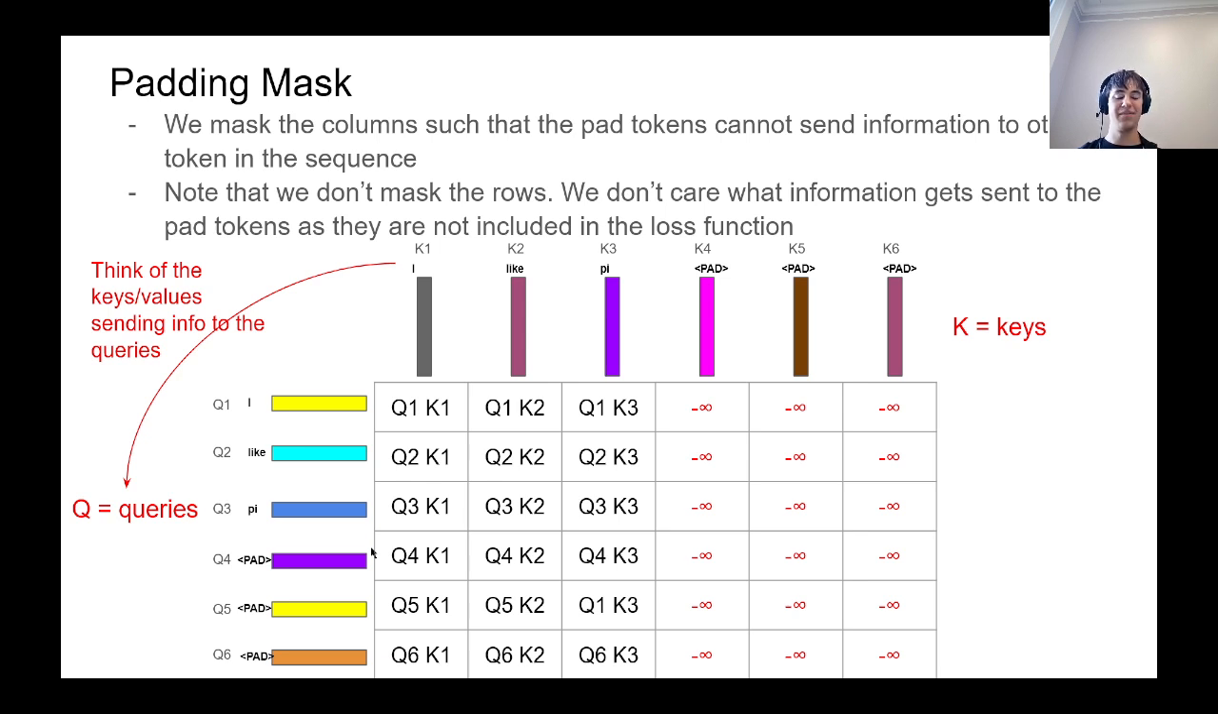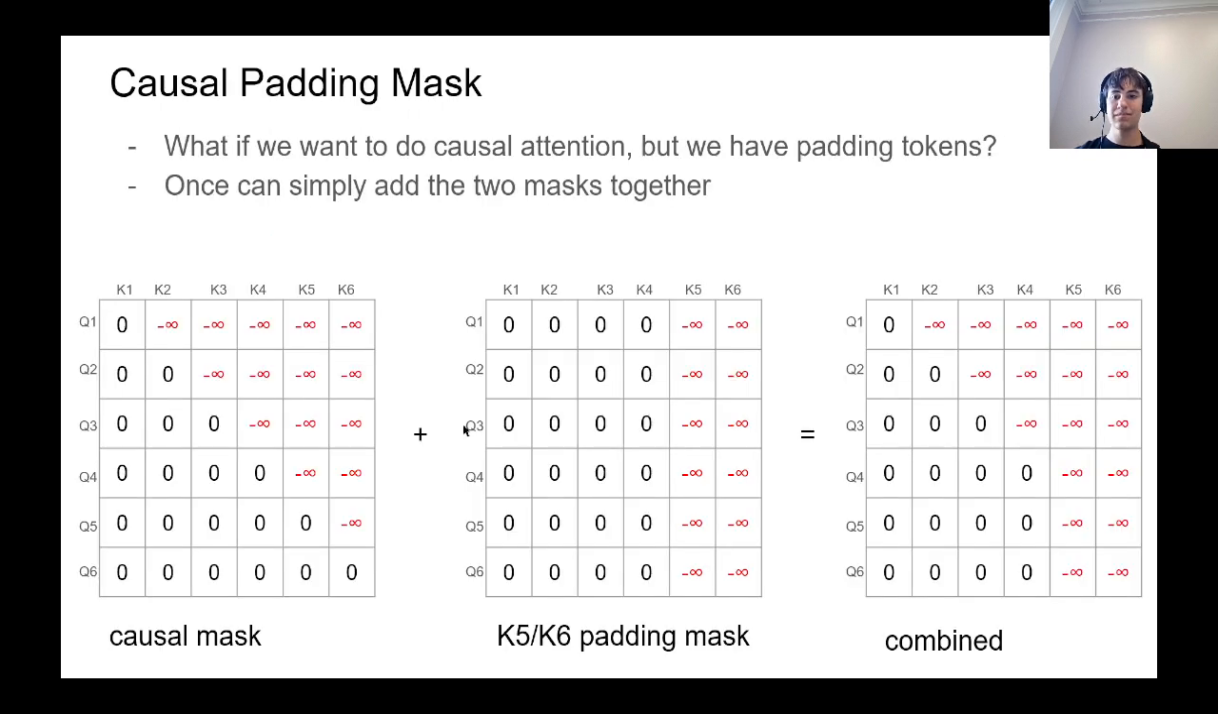Columns, you prevent information from being sent from keys to queries. Rows, you prevent information from being sent at all. So, causal mask and padding mask. Let's say we have a normal upper triangular causal mask, and a padding mask. Let's say we mask K5 and K6. Here, we mask K4, K5, K6. Here, I'm just masking K5, K6.